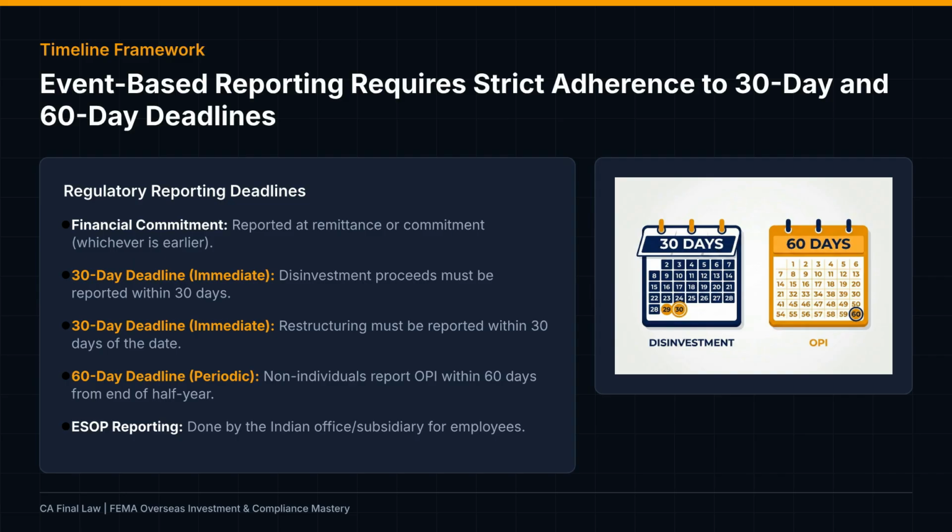FEMA follows a strict event-based reporting framework. Financial commitments must be reported at the time of remittance or commitment, whichever occurs earlier. Disinvestment transactions must be reported within 30 days of receiving the proceeds. Restructuring events must also be reported within 30 days. For overseas portfolio investments made by non-individual investors, reporting must be completed within 60 days from the end of the relevant half-year. A useful revision trick is to remember the pattern. Major events generally follow a 30-day rule, while periodic OPI reporting follows a 60-day rule.